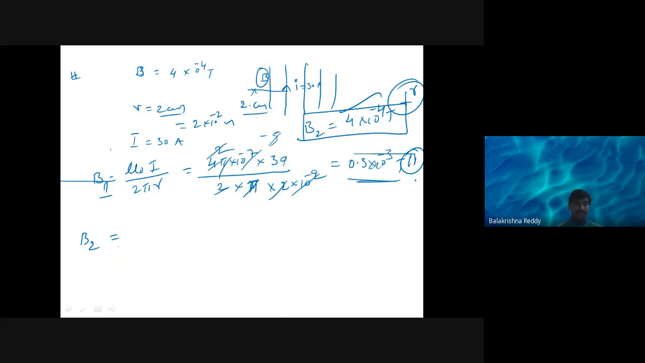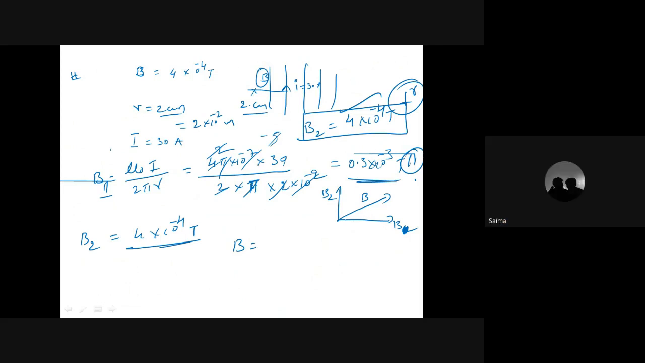But the questioner asked what is the resultant magnetic field? Then some part of the question has been missed. That's why this problem. So B2 equals 4 into 10 to the power minus 4 Tesla. In the sense of resultant magnetic field, how can you find the resultant? Same like in vectors I said, right? Any two vectors are available. This is B1, this is B2. In the sense, the resultant magnetic field in this direction will act. That is the sum of these two. Okay? Or it's a horizontal axis.